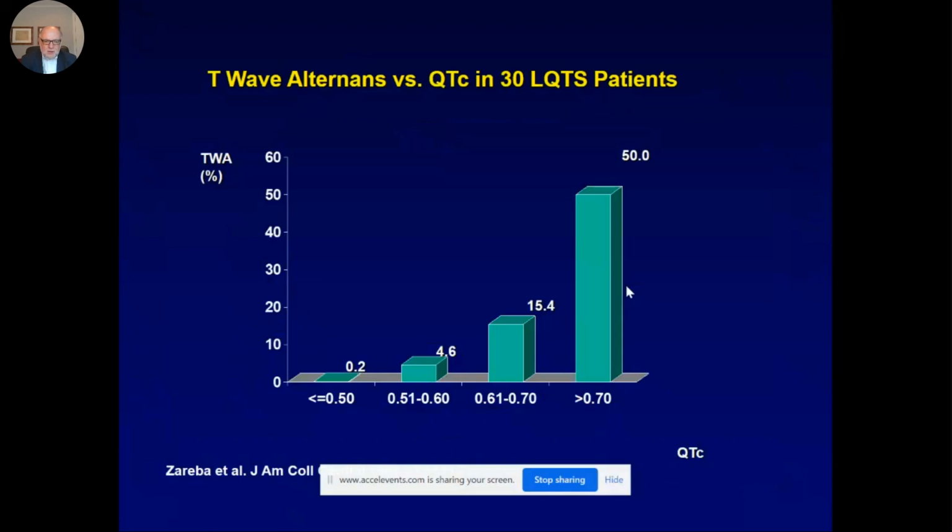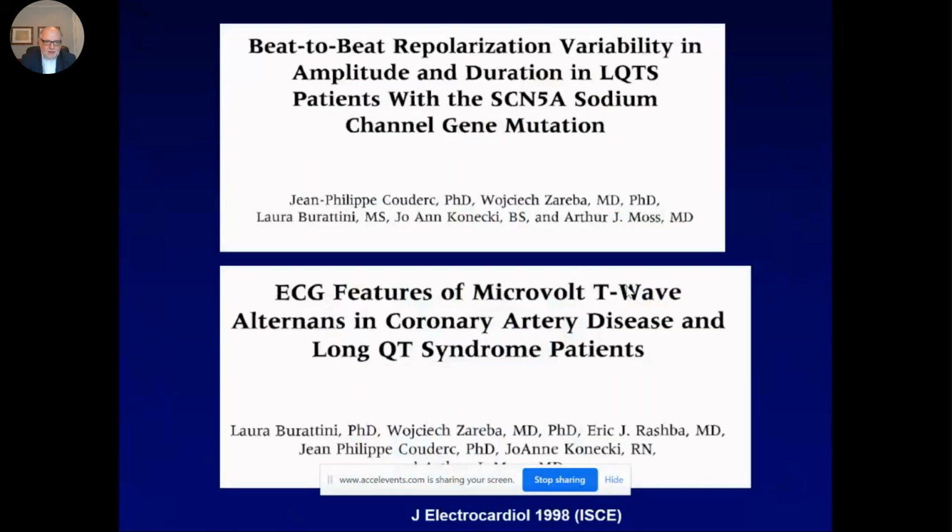In the same paper, we looked at the risk of cardiac events in these patients, and we identified that T-wave alternans was not an independent risk factor, since prolonged QT overwhelmed the value of T-wave alternans in predicting cardiac events.